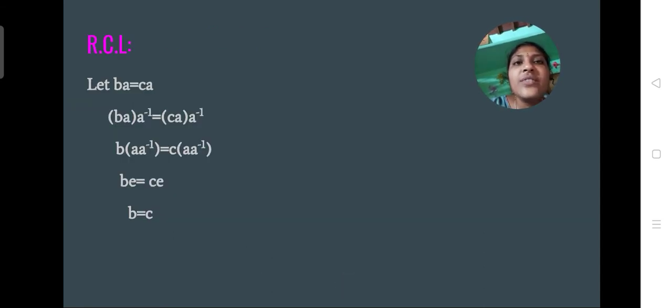So B(A into A inverse) is equal to C(A into A inverse). That implies B into E is equal to C into E. So here E is an identity element, multiplying with the identity element, we get the same element. So B into E is equal to B and C into E is equal to C. So therefore BA is equal to CA, that implies B is equal to C. This is the right cancellation law.